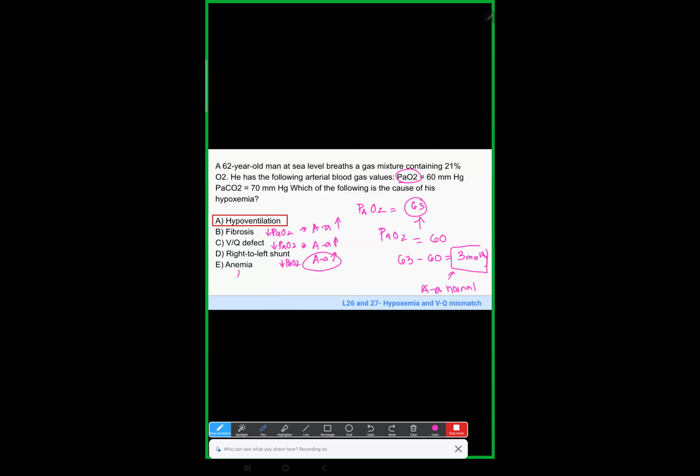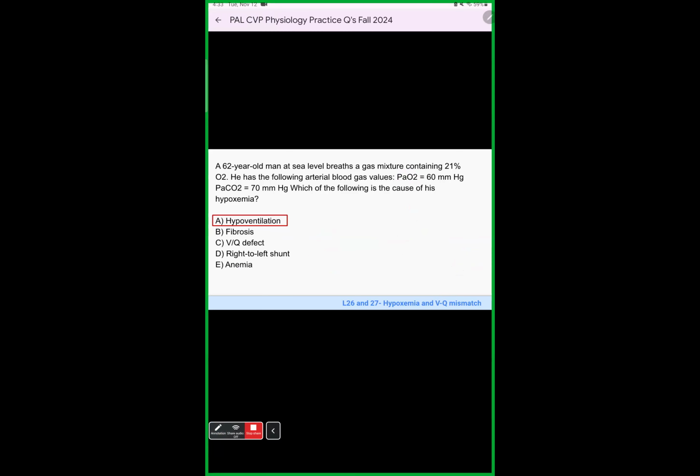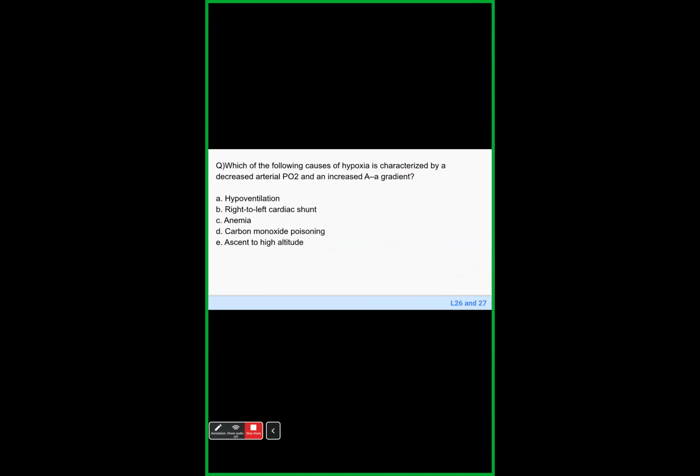And in the case of anemia, this wouldn't necessarily cause an issue. It would have something to do with the attachment of oxygen to hemoglobin. So the answer here is hypoventilation. All right, I'm going to the next question. I hope that made sense. Okay, which of the following causes of hypoxia is characterized by a decreased arterial PO2 and an increased AA gradient?